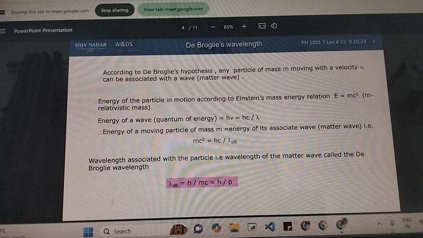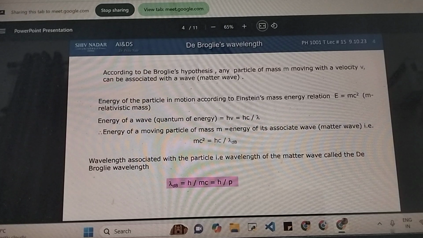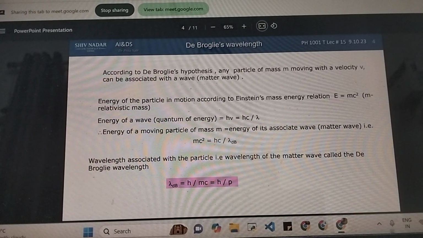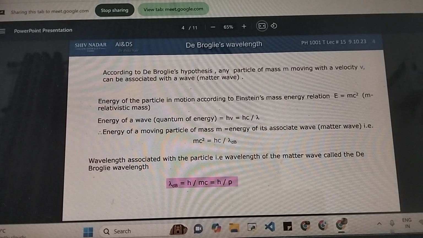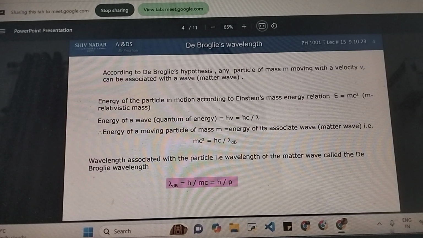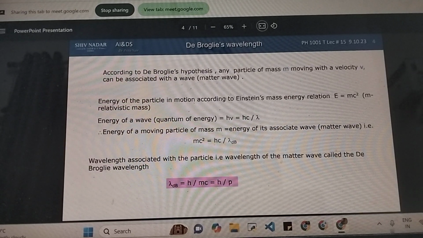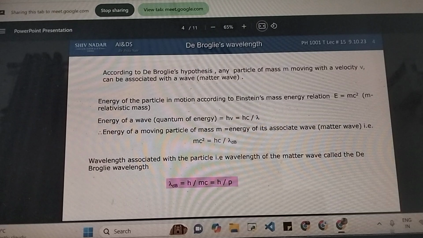And both of these characteristics do not exist at the same time, as in a particle does not exhibit properties of both these natures at the same time. There are certain situations in which a particle behaves like a wave and an object behaves like a wave, and certain situations in which it behaves like a particle.